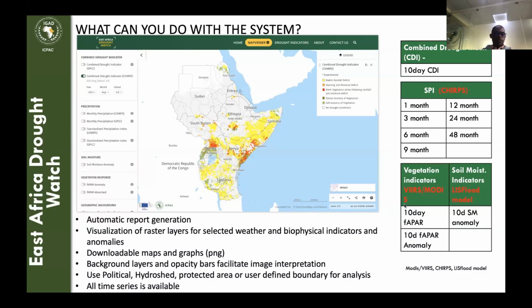Then you can download all these maps as graphs, or also as maps that you can embed in your presentations or reports. Also, there are rich background layers that you can use to enrich your report. Also, you can generate analysis based on political or administrative boundaries, but also you can use watersheds, protected areas, or draw or come up with your own boundary of area of interest. You can also generate time series. That is, you can look at the formation of drought over a given period of time, no limit for that.